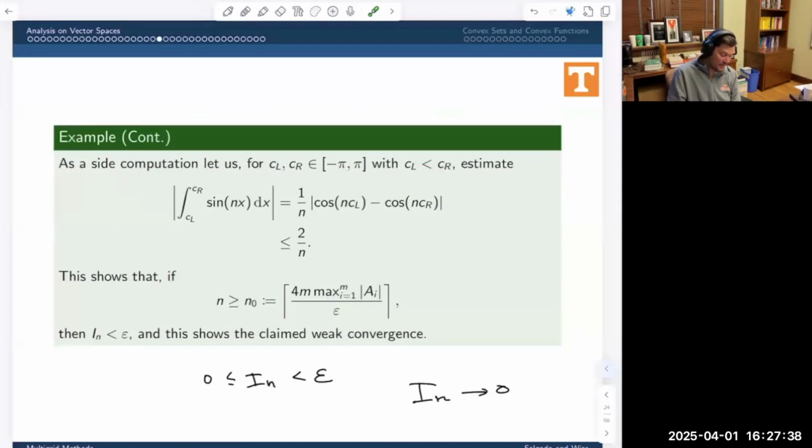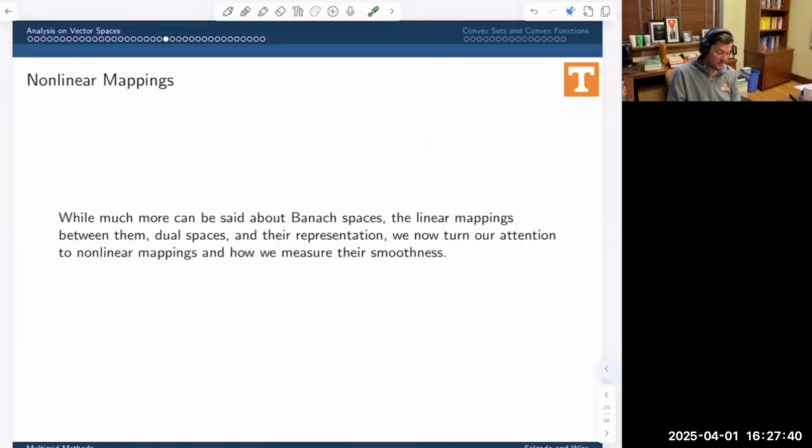So weird things can happen in infinite dimensional spaces. And this is exactly what we have here, an infinite dimensional Hilbert space. Now we can say a lot more about analysis in Banach spaces, but we're only going to say what we need for the convex optimization problems that we're going to encounter. So we're going to turn our attention now to nonlinear mappings that are going to be useful to us.